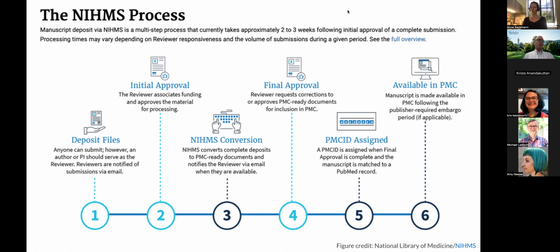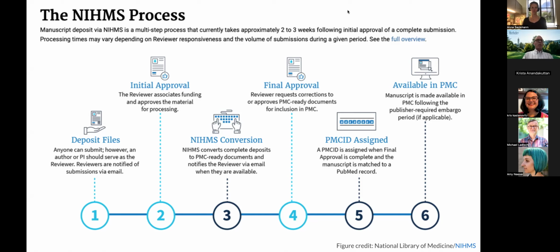In step 2, the reviewer is notified of the submission by email, and the reviewer then needs to log into the system to confirm or add associated funding to the manuscript, review the submission, and approve it for processing by signing a submission statement. In step 3, once the submission is approved by the reviewer, NIH MS converts the submitted documents into PMC-ready documents by applying PMC's archival XML schema and generating HTML and PDF versions. The reviewer is notified when the PMC-ready documents are available for review.